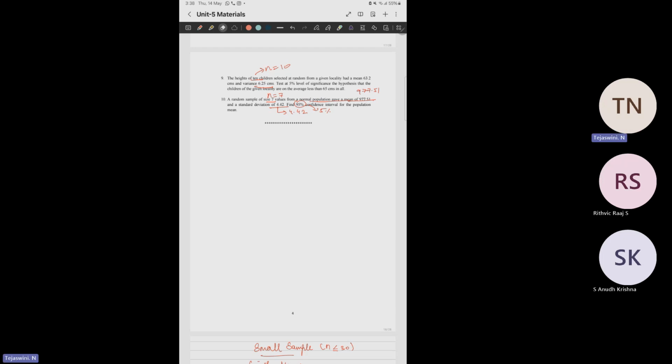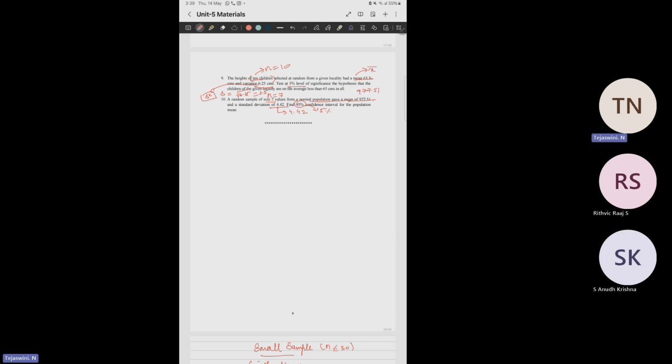This is the sample, 63.2. Since it talks about only the 10 children, that is the sample of 10 children. So its mean is 63.2, and variance is 6.25 centimeters. A smallest square is given. We need to find s. So root of 6.25 will be equal to 2.5. It will only be positive since standard deviation can only be positive.